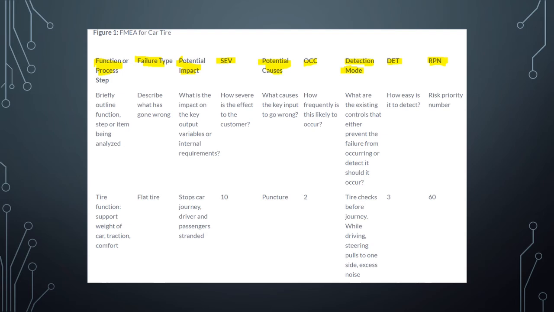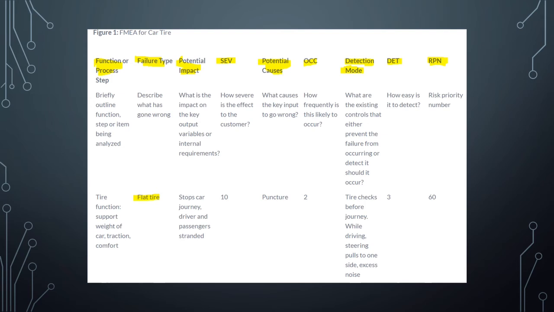So for a car tire, the step in the process we're looking at is our tire function. So can it support the weight of the car with a reasonable amount of traction and provide comfort? We've really gotten really detailed with this process step. So this is one of the functions of a tire. How could it fail? How could it fail to support the weight of the car or provide appropriate traction? Well, we could have a flat tire. That would certainly not support the weight of the car real well. And so what would be the impact?